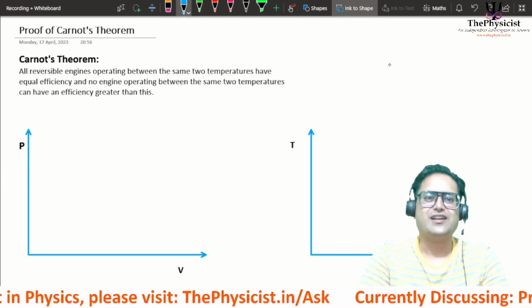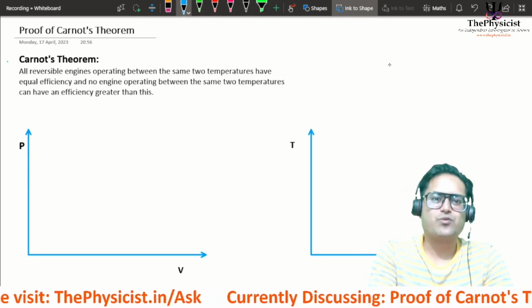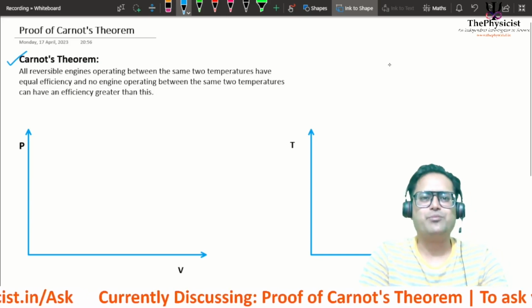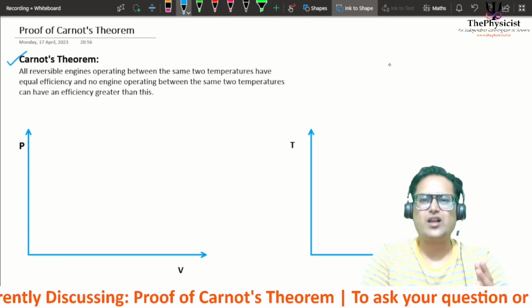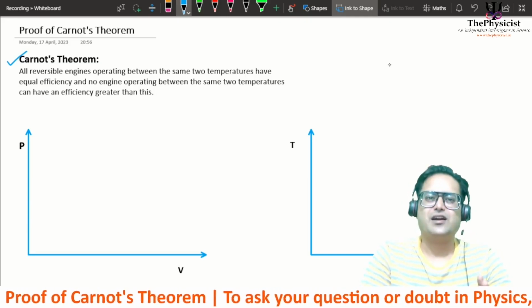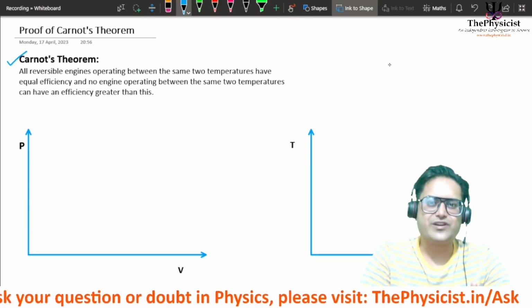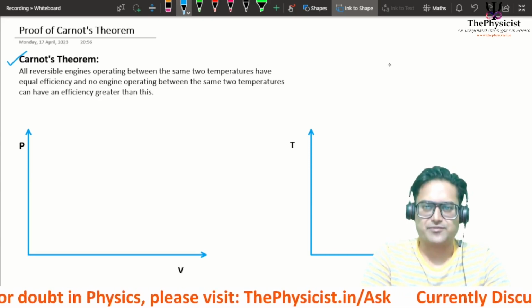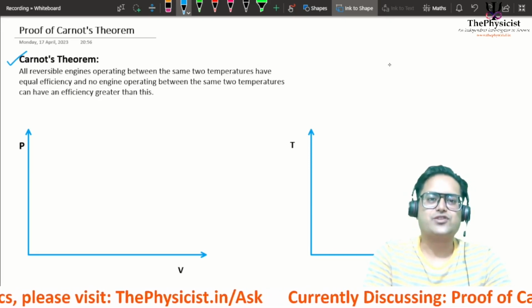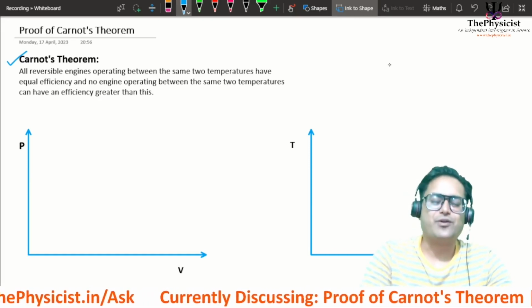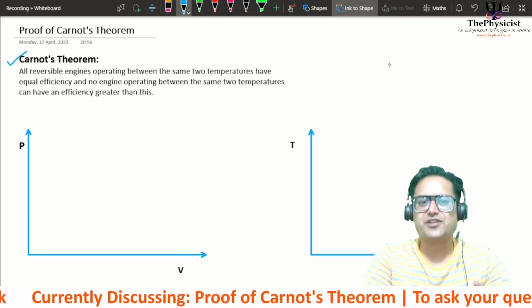To make sure that while we are going to prove Carnot's theorem, we make it easy, concise, intuitive also, and we'll try to have a very good foundational understanding of the concept. ठीक है. अच्छा, Carnot's theorem क्या है, क्या बोलता है? What does it say? What does Carnot's theorem say?